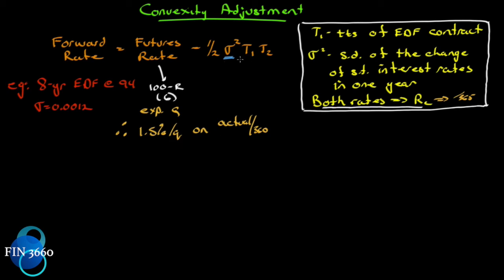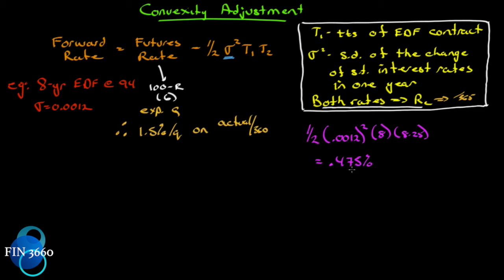But as far as the convexity adjustment goes, can we take care of that now? We certainly can, so why don't we just go ahead and take care of that now. We have 1/2 times 0.0012 squared, times T, which is 8, and it's 90 days after, which is 8.25. And if we multiply that, we'll get 0.475. So we're going to adjust the futures rate downward by 0.475%.